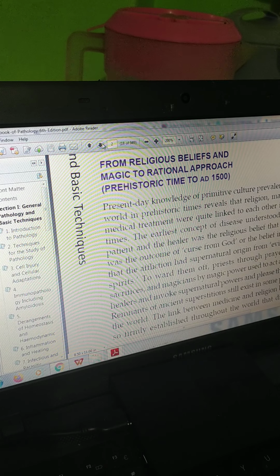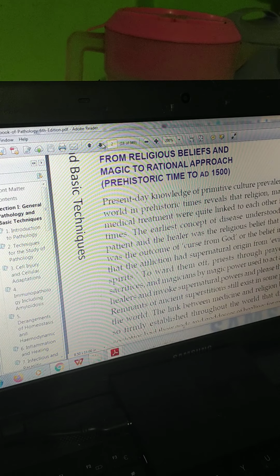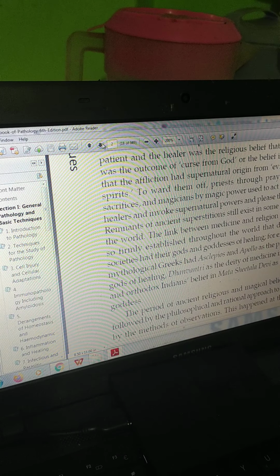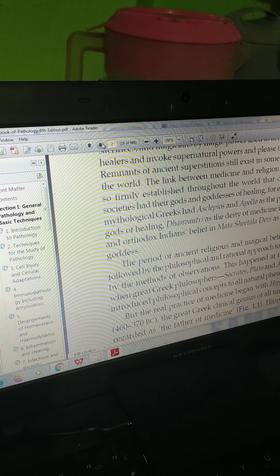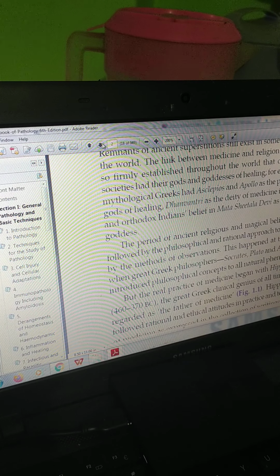The link between medicine and religion became so firmly established throughout the world that different societies had their gods and goddesses of healing. For example, mythological Greeks had Asclepios and Apollo as the principal gods of healing, Dhanvantri as the deity of medicine in India, and Orthodox Indians believed in Mata Shitala Devi as the pox goddess.